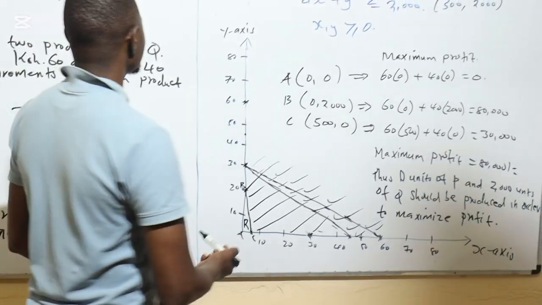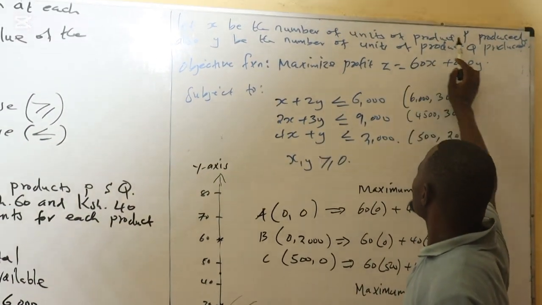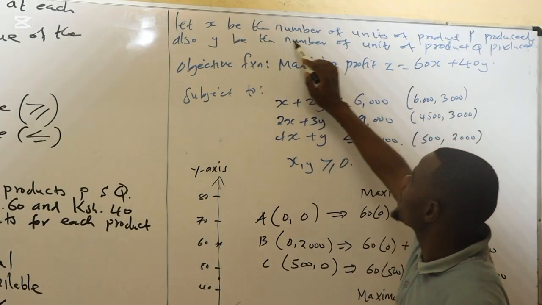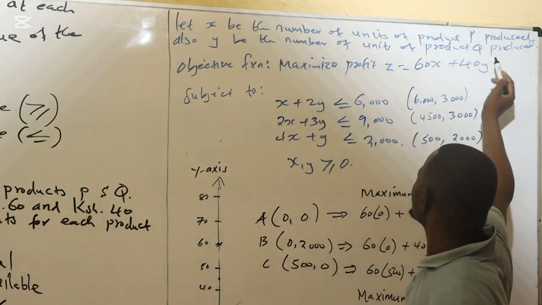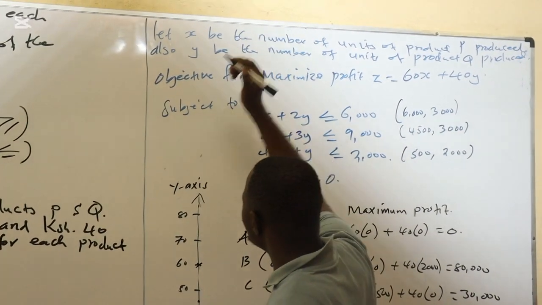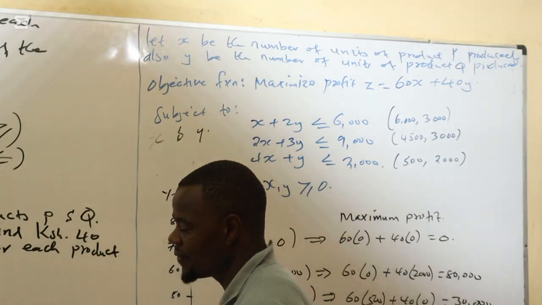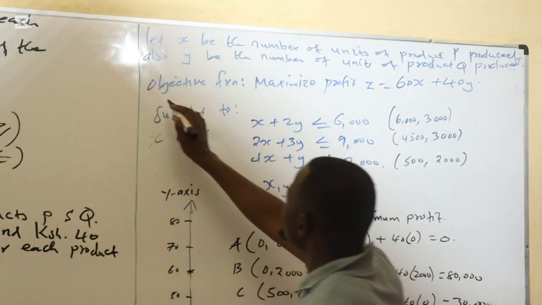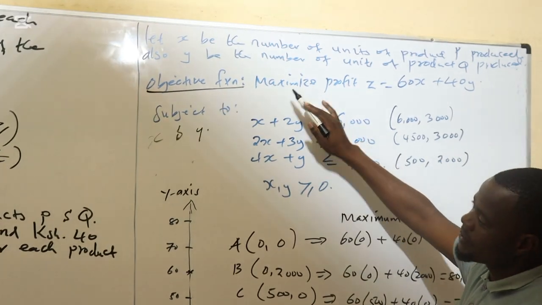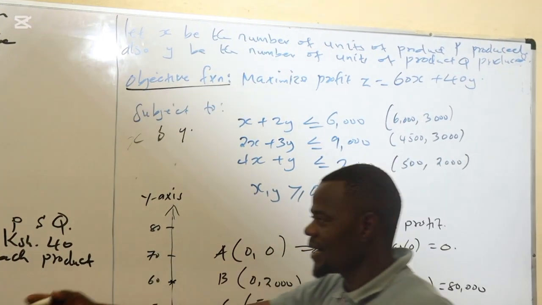Now, I've started by saying, let X be the number of units of product P produced. And also let Y be the number of units of product Q produced. So these X and Y are my decision variables. So what is my objective function? It is to maximize, because remember they are producing, and after producing, they are going to sell.